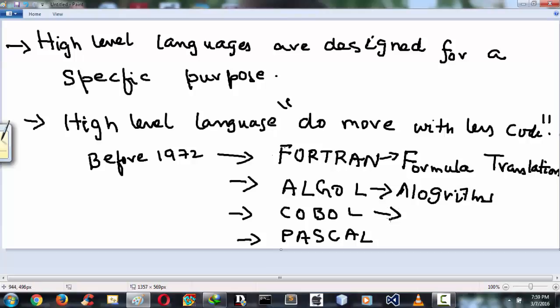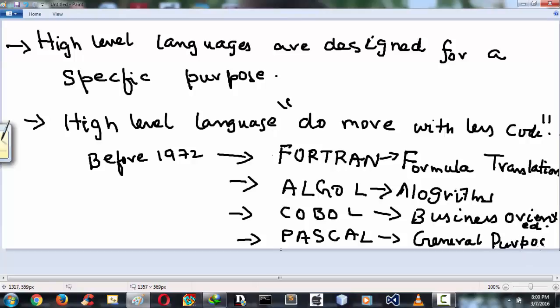And also we have COBOL, which is a business oriented language. Just like how these days we have Tally and Excel spreadsheets, back in those days we had business oriented languages, only for the specific purpose of business oriented things. And also we have Pascal, which is a general purpose programming language, not like C, but it is also not that good to develop all the applications.